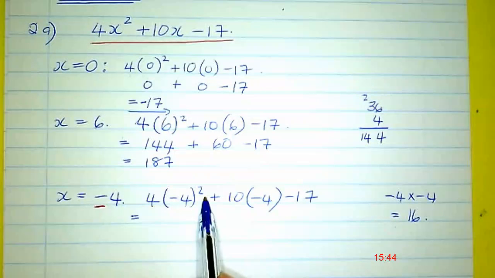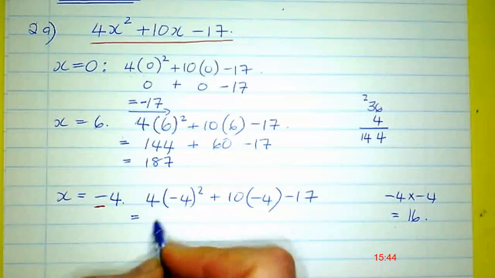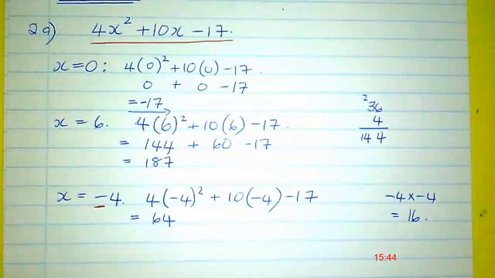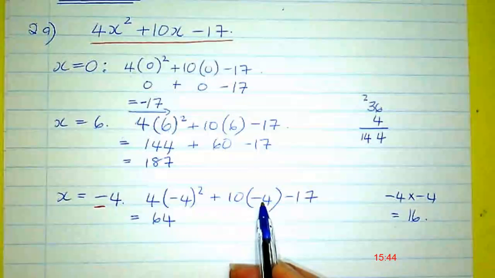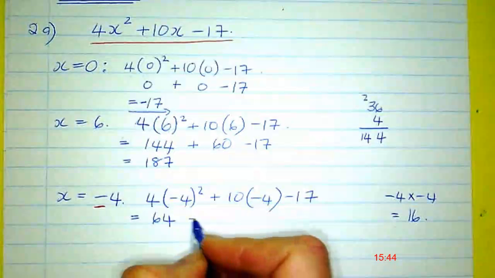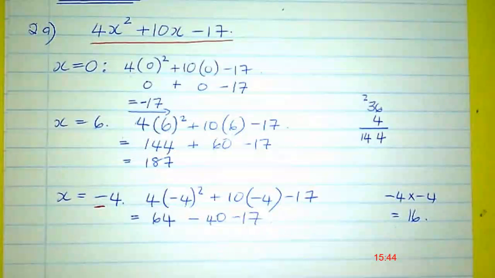That bit is positive 16. And I've got to multiply it by 4. And I happen to know that that gives me the number 64. Okay. Then 10 times minus 4. A plus times a minus is a minus 40. And our minus 17 tacked onto the end.